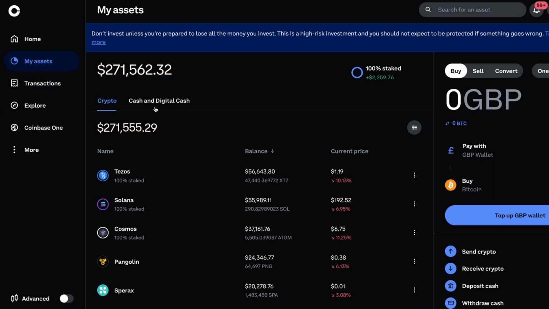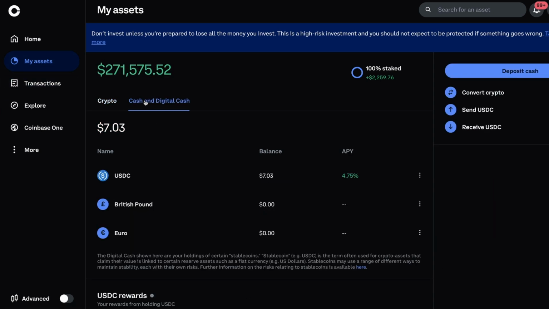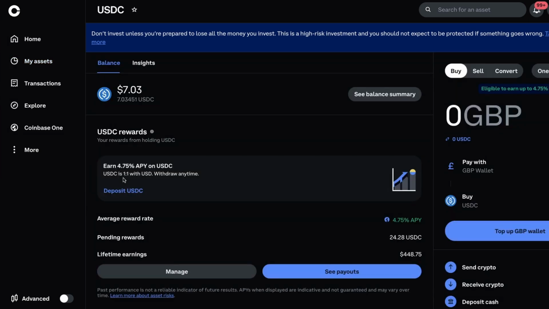But I am going to go on to the cash section because I want to talk about USDC. USDC, for those who don't know, is US dollar coin and it's a stable coin. And as the name suggests, the price of this coin stays at $1. The price does not change. It's just always $1, right? And this would be my recommendation for a starter coin for staking because there's virtually no risk involved in this.